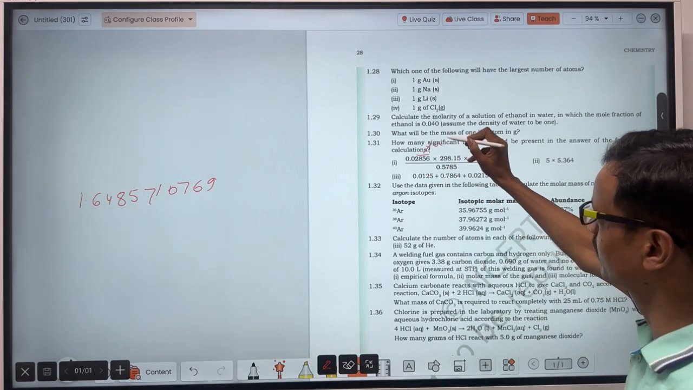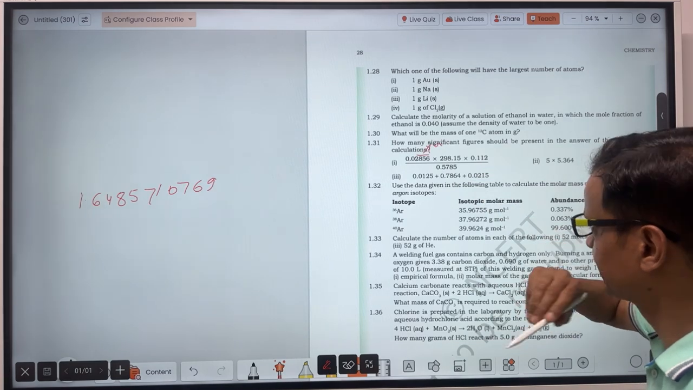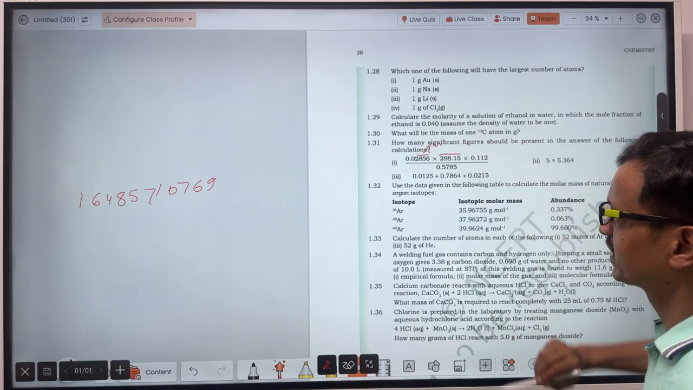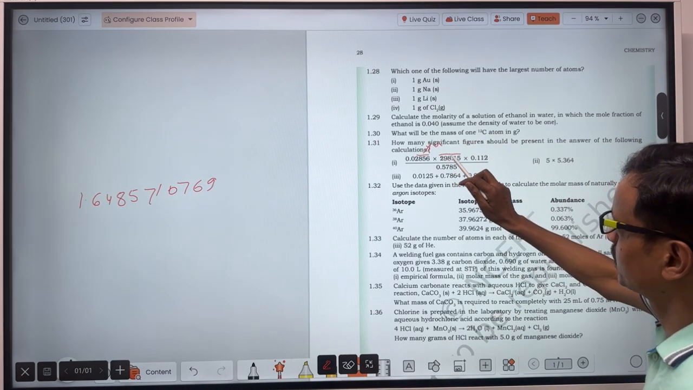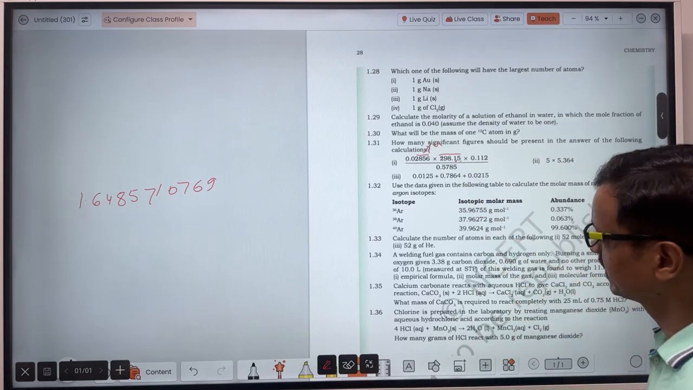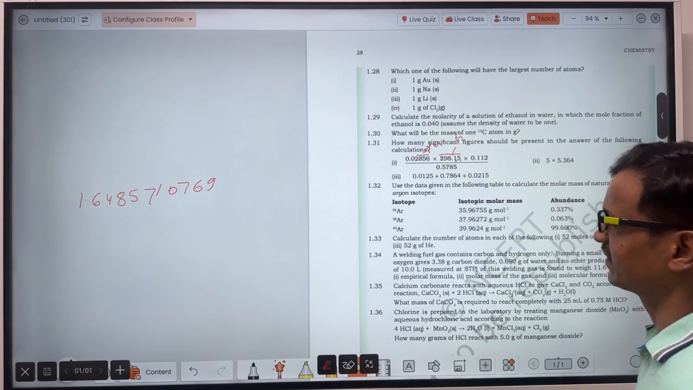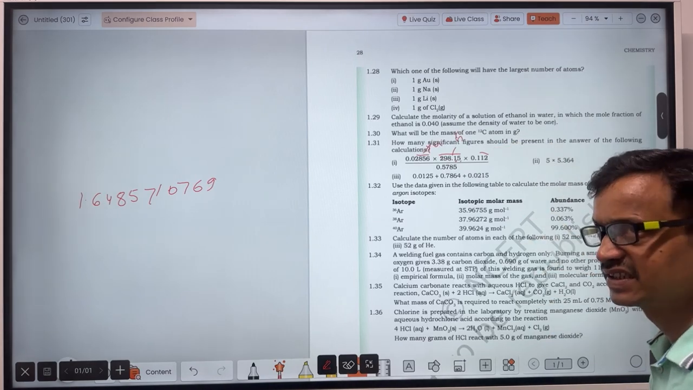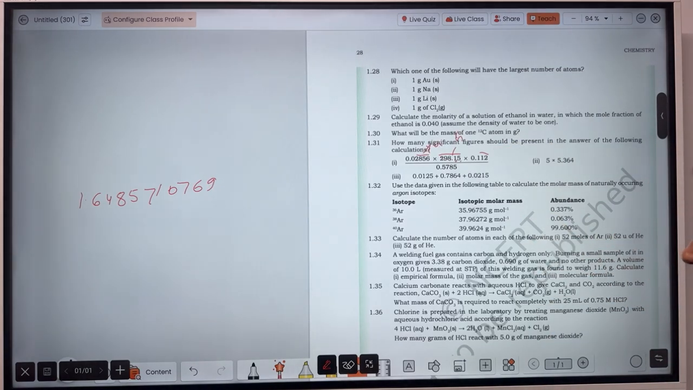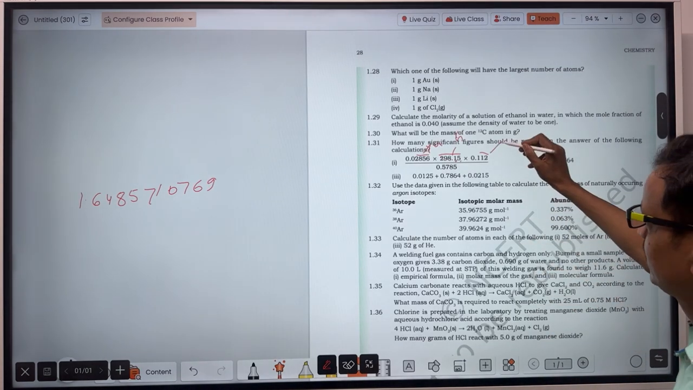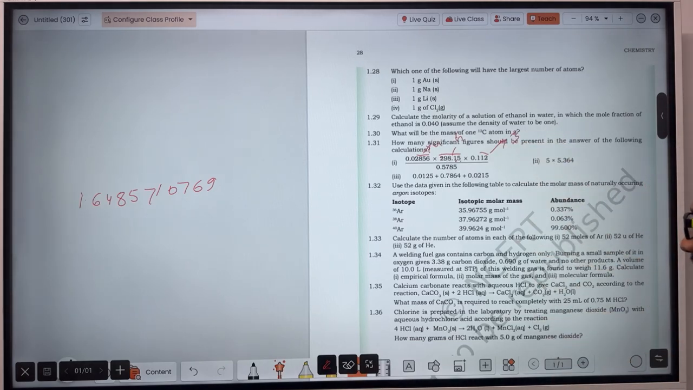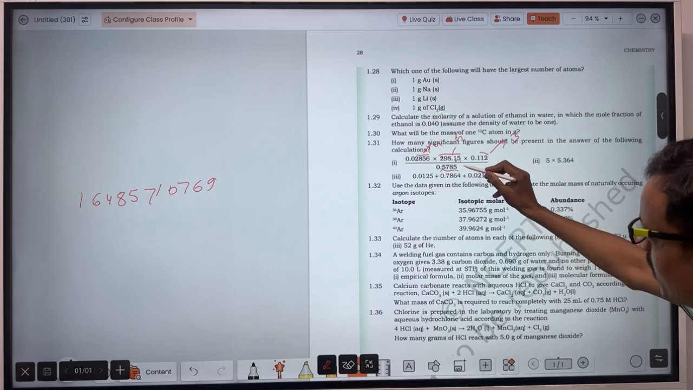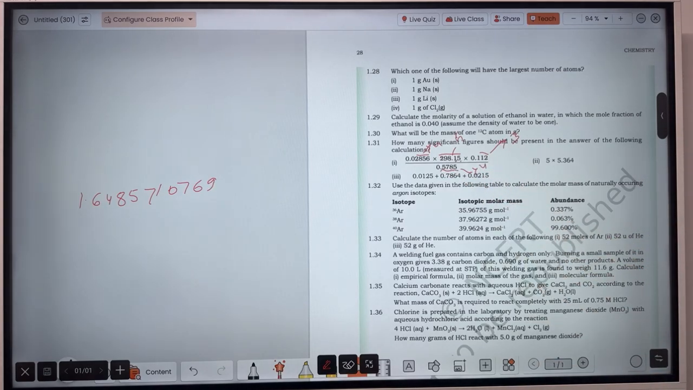So in this case the number of significant figures is 4. Here, how many significant figures? All the non-zero digits are significant, so that is 1, 2, 3, 4, 5. So here the number of significant figures is 5. In this case, 1, 1, 2, the number of significant figures is 3. And in the denominator, the number of significant figures is 4. So the least number of significant figures is 3.